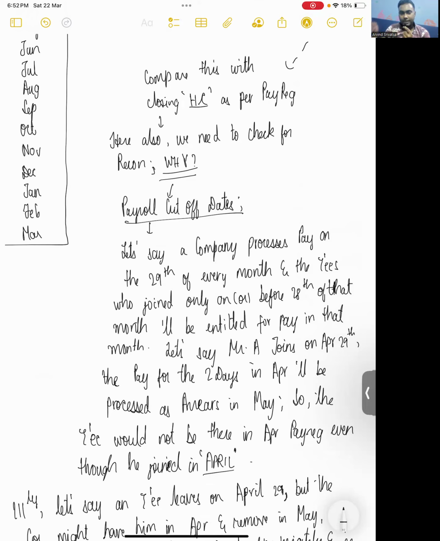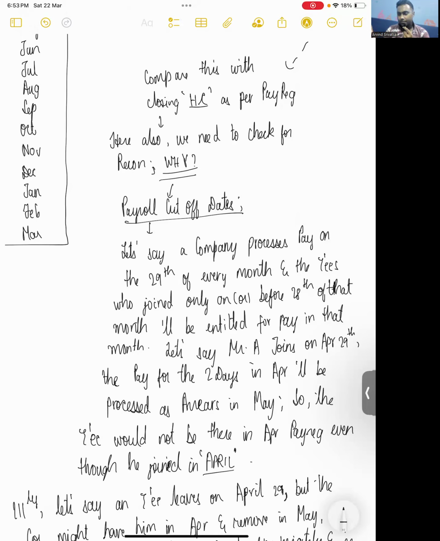So when we are taking him as an addition in our headcount reconciliation, he will not be there in the April pay register. He will get added only in May. So these are reconciling items, and we need to understand the reasons for any difference between the headcount as per the derived movement and the headcount which is actually there in the pay register. And at the end of the year, we need to ensure that the employees who have actually been added have also been included for pay processing.